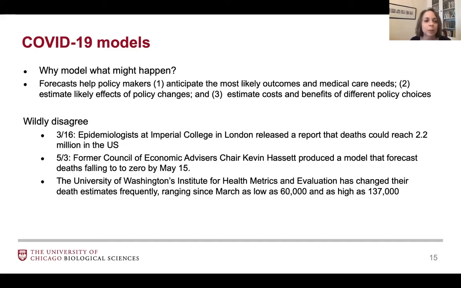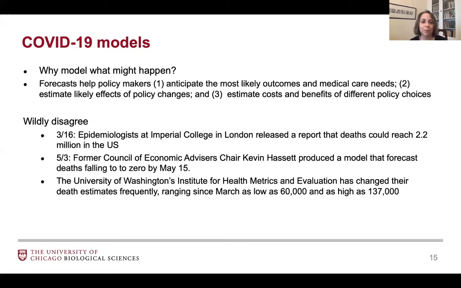The models have been wildly inconsistent. So there was big news in the middle of March when this very well-known British infectious disease modeler, Neil Ferguson, at Imperial College in London, which is kind of the MIT of the United Kingdom, released a report that modeled how many deaths he and his group expected in different countries. And it expected 2.2 million in the US, which was a really shockingly large number.